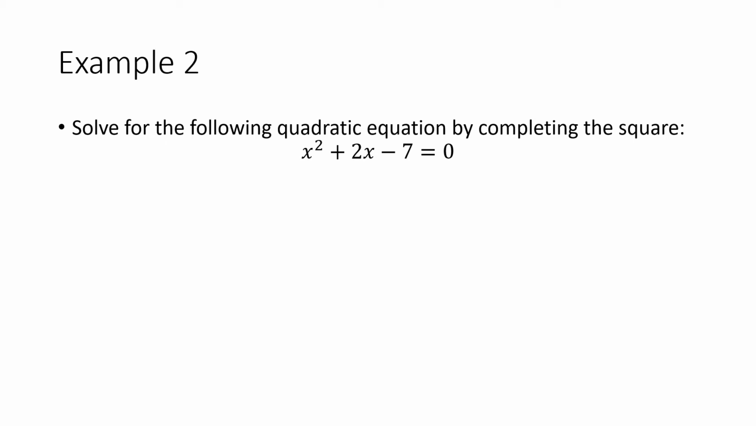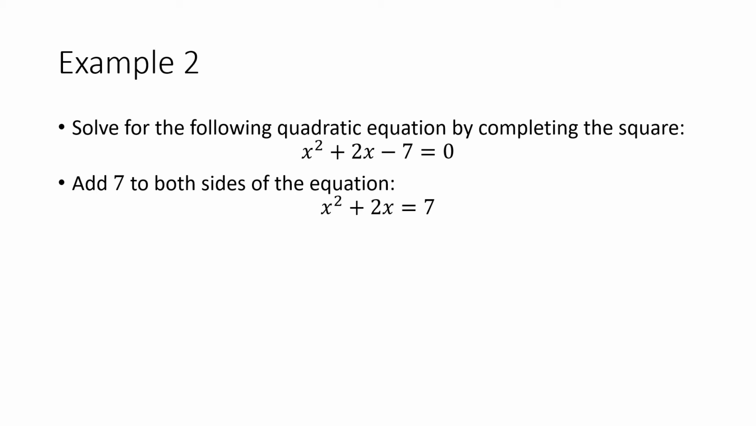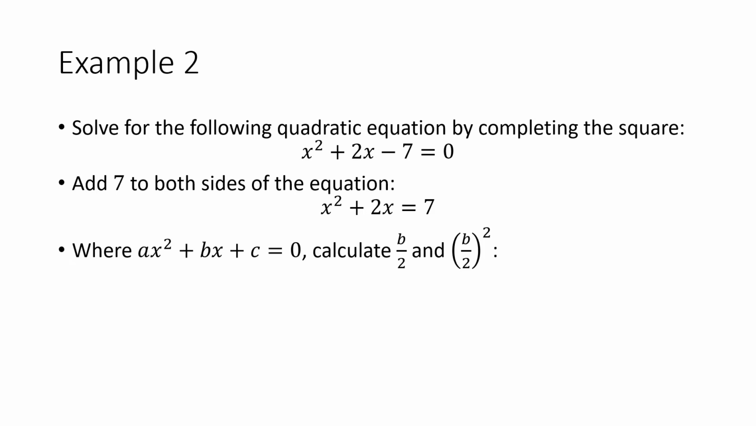First we will add 7 to both sides of the equation. So the constant is now isolated on the right side. x squared plus 2x equals 7. Now let's calculate b divided by 2 and b divided by 2 quantity squared.